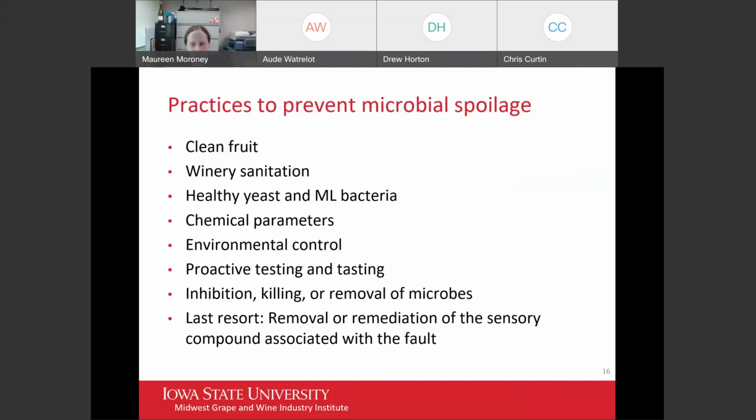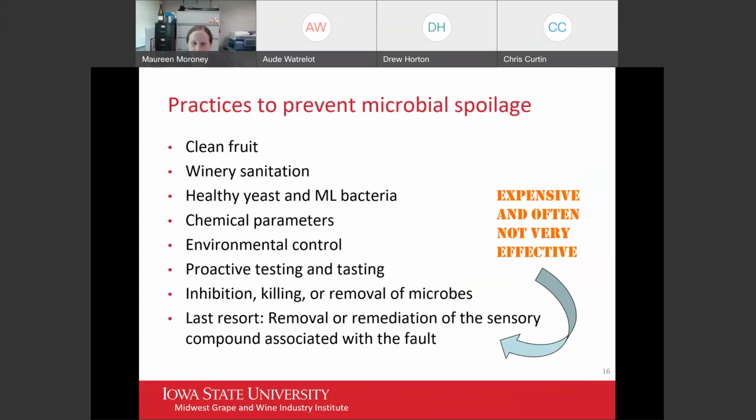There are some chemical parameters that we can control in wine. We can also control some environmental conditions in the vessel or in the winery facility space. In order to make sure that everything is going well, we need to be routinely testing and tasting the wine. And if it turns out that things aren't going well, we have some options for getting rid of unwanted microbes. But as a very last resort, we might be able to fix some sensory problems after they happen, but that's definitely not an ideal outcome.